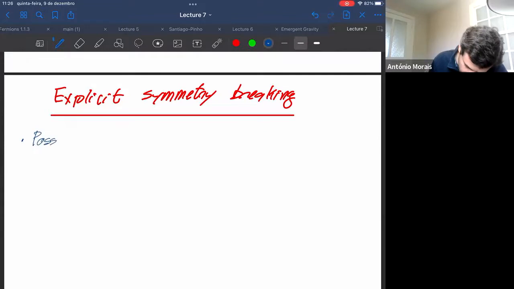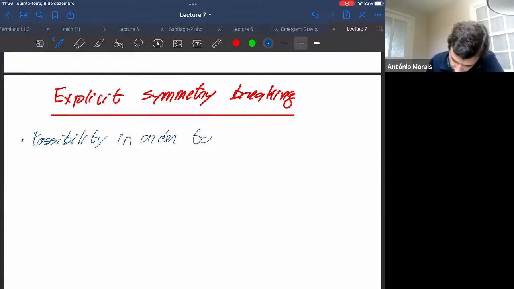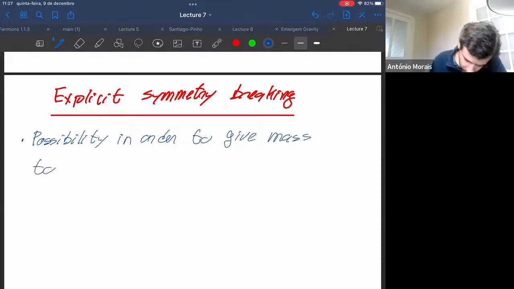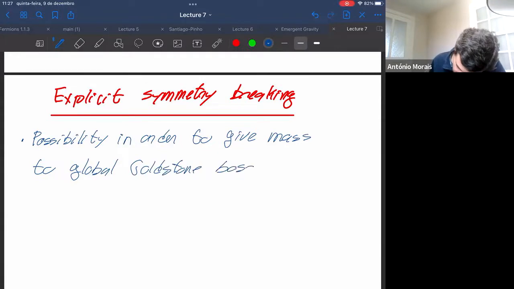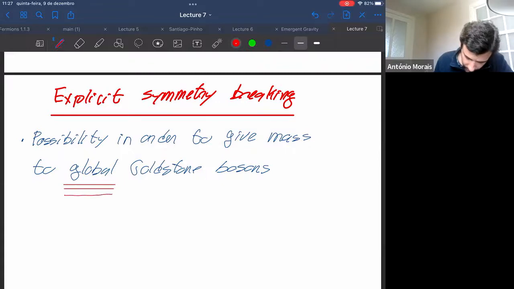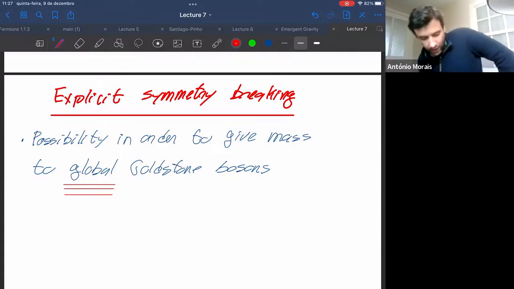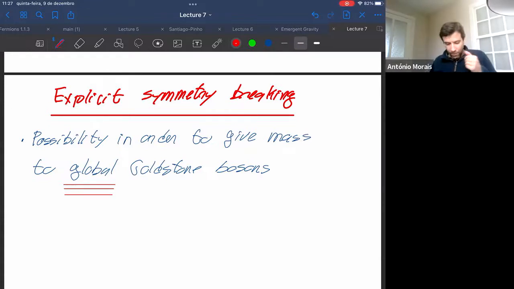in order to give mass to global Goldstone bosons. Global because we are talking about continuous global symmetries. So that's why I want to point out clearly this global here. This global is important. It's not a local. A local Goldstone boson is in fact a gauge boson, as we will see.